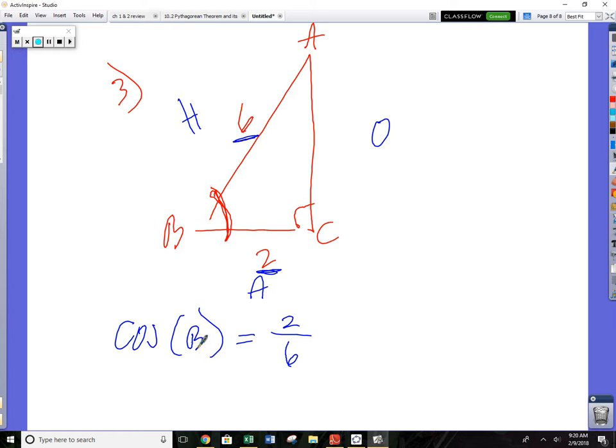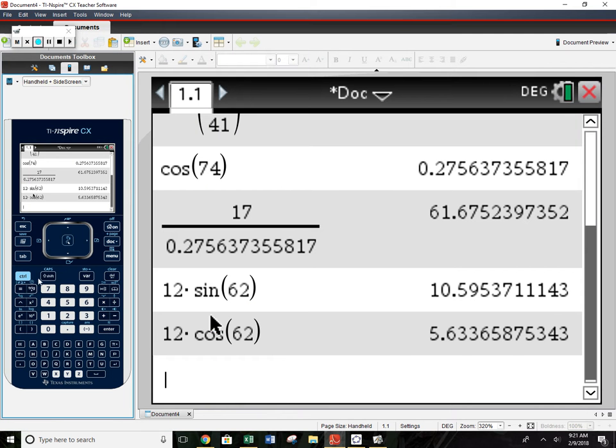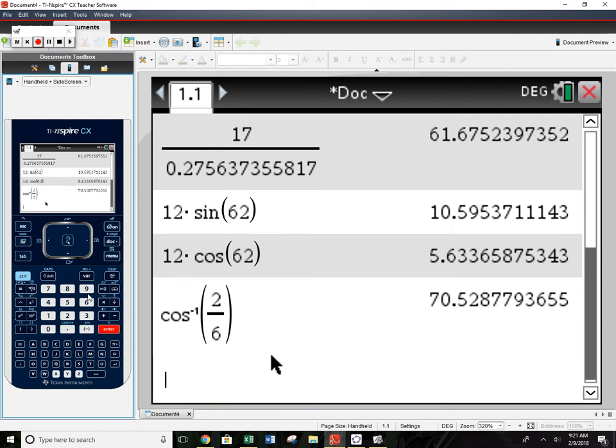I've got to get B by itself. I've got to ditch the trig. I got to undo the trig, and the only way you can undo trig is you've got to do inverse. So inverse cosine of 2/6, and that will give you the angle. So if I go back to my trig and go inverse cosine 2/6, to the nearest tenth, that angle is actually opened up to 70.5 degrees.